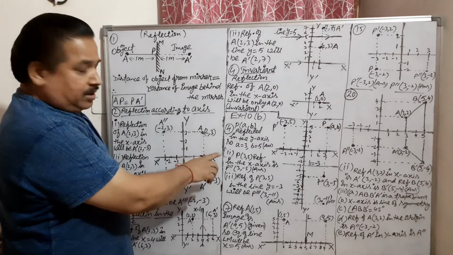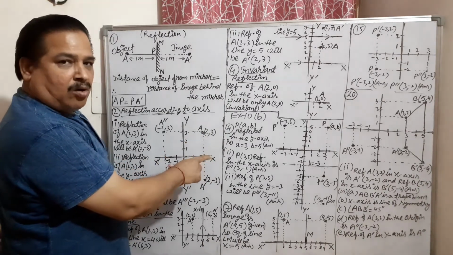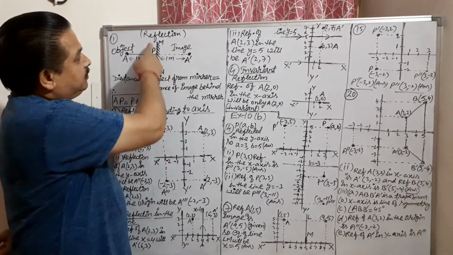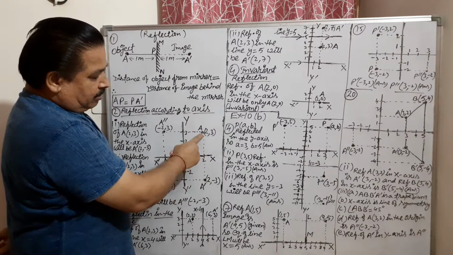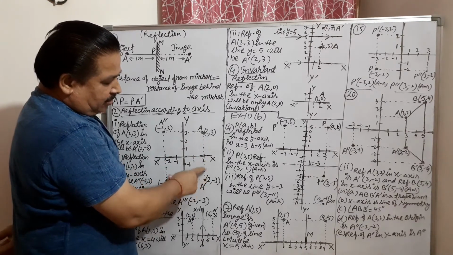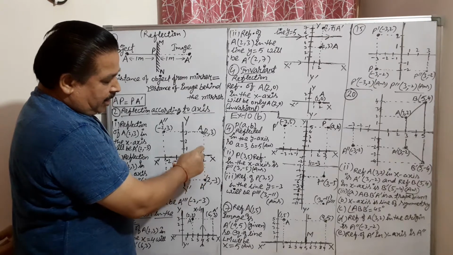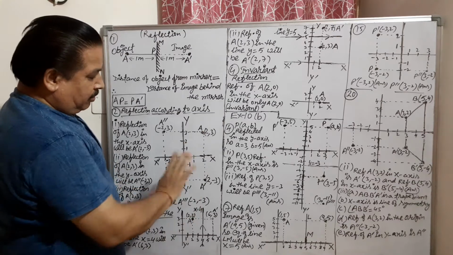How will (2, 3) reflect in the x-axis? The x-axis becomes a mirror, or you can say a mediator line, like this. So (2, 3) will come here. Check the distance of the object from the mirror and the image distance from the mirror. These two distances remain the same. So the image will be here: (2, -3), answer.